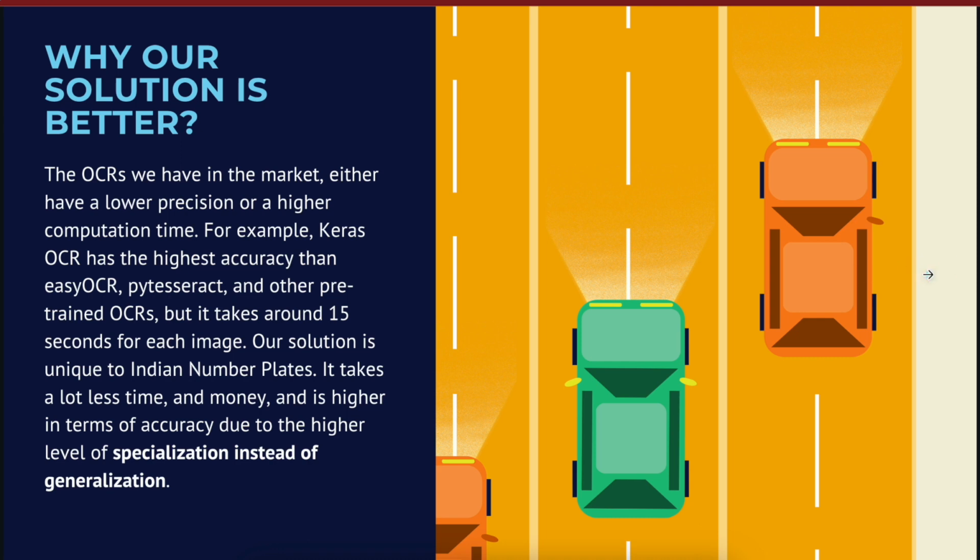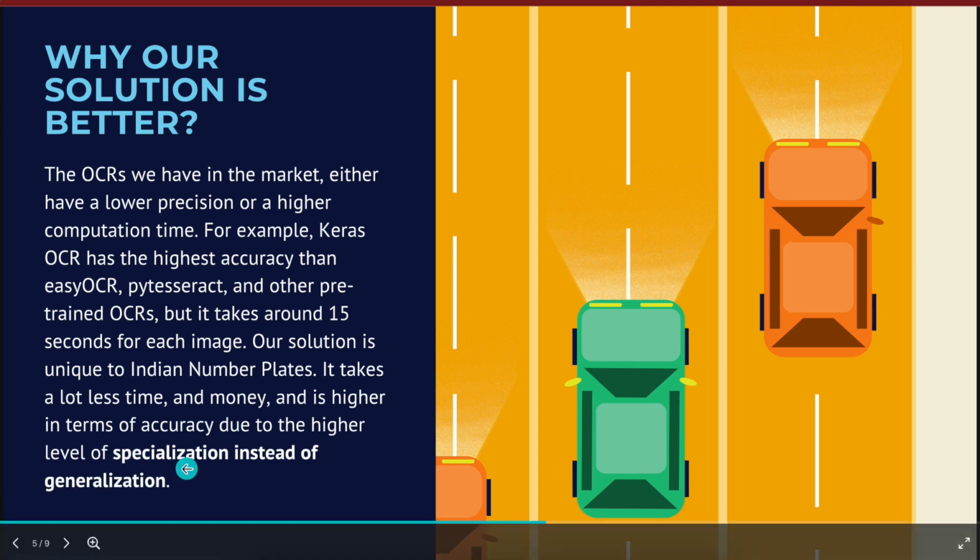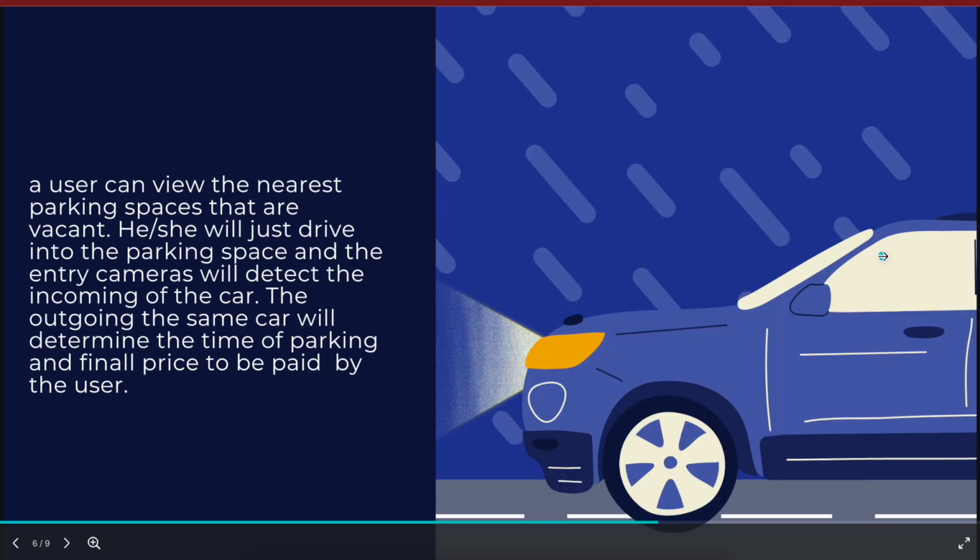And the thing is, Keras OCR actually is a very generalized model. If you show it any text, it can detect it. But that's not our problem. Our problem is to detect license plates rather than anything else, right? So we wanted to be specialized. As you can see, we are focusing on specialization instead of generalization. So let me go to the next page.